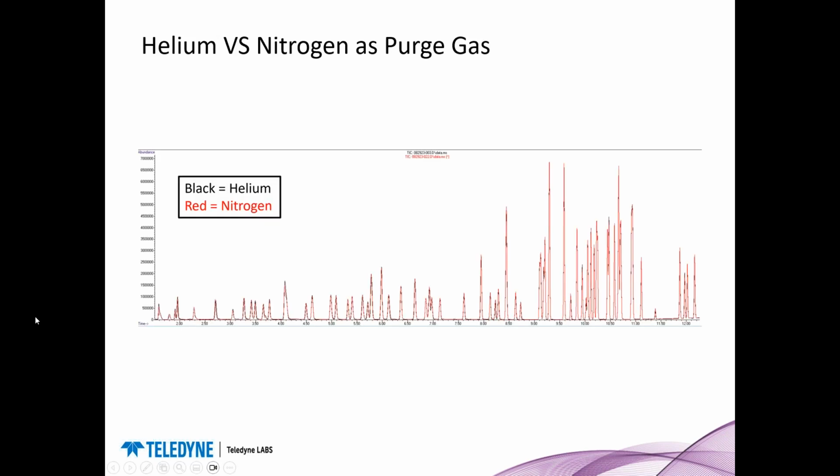All right, and here is that overlay of helium versus nitrogen as a purge gas. Underneath the red is black, which is the helium purge gas, and then on top is the red, which is the nitrogen purge gas. And as you can see, they overlay quite nicely. In our purge and traps, we have the option in the configuration to purge with either helium or nitrogen. And if you need to conserve helium for your analysis, nitrogen provides more than adequate results for those standard EPA methods while purging.